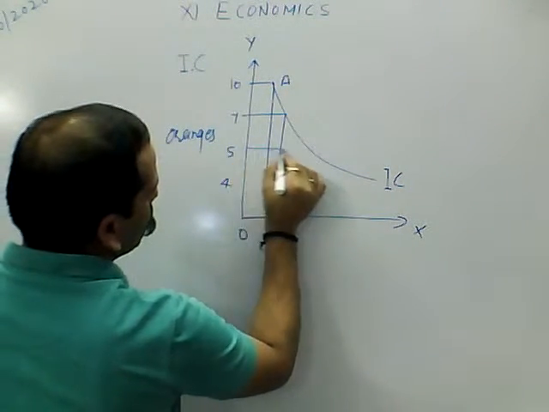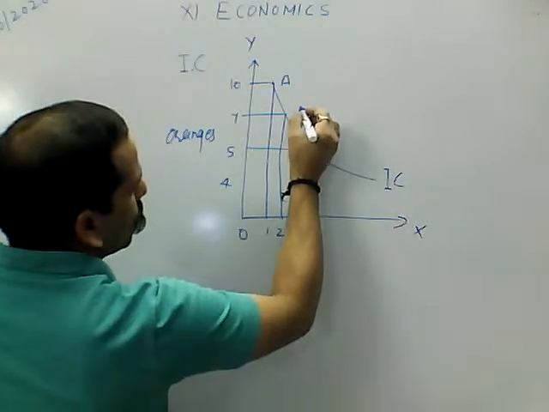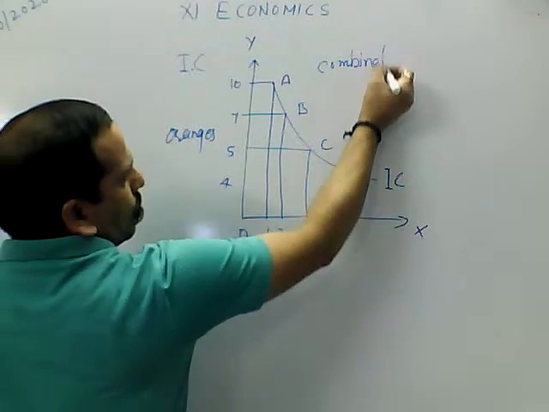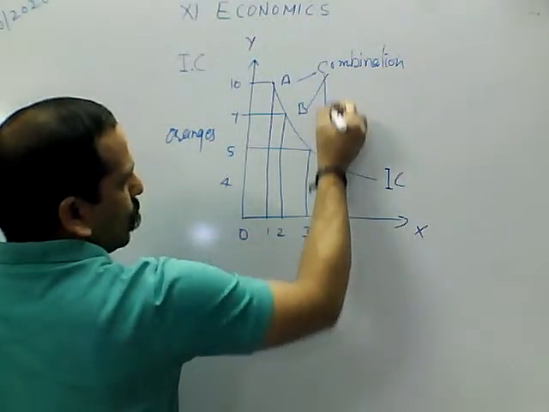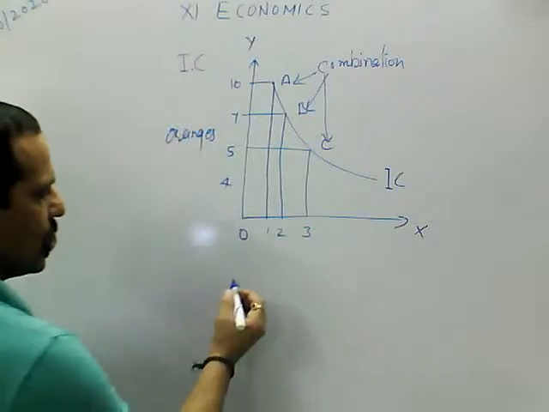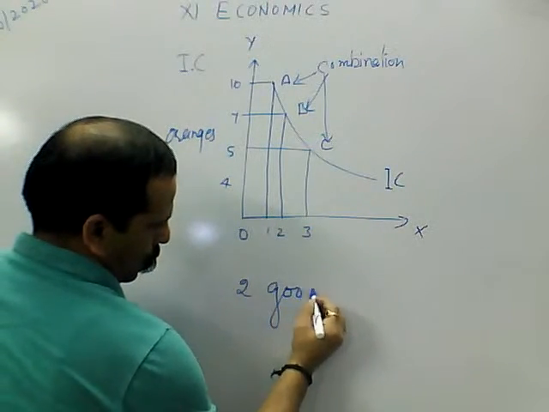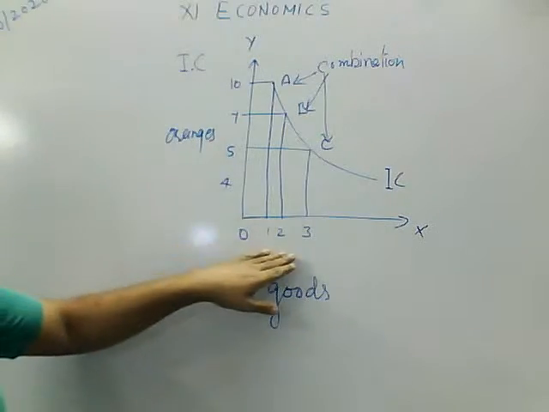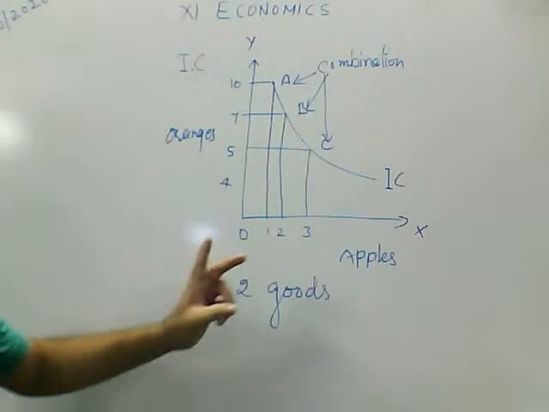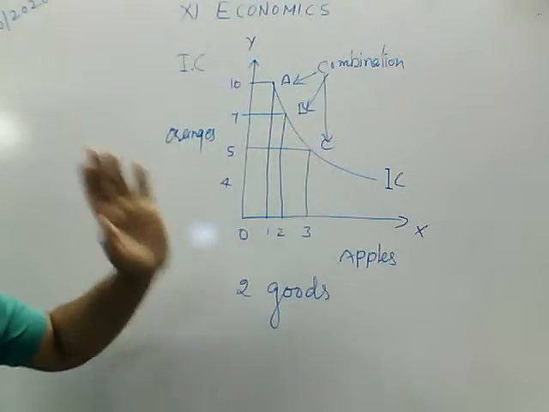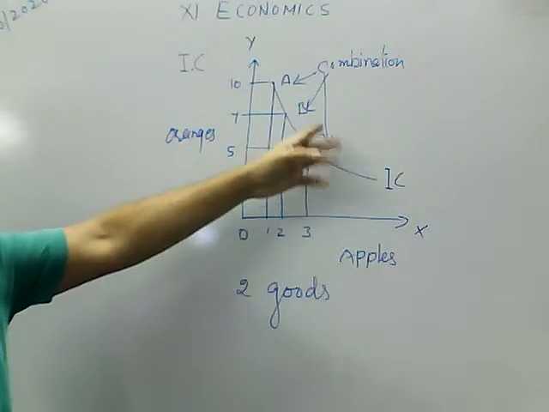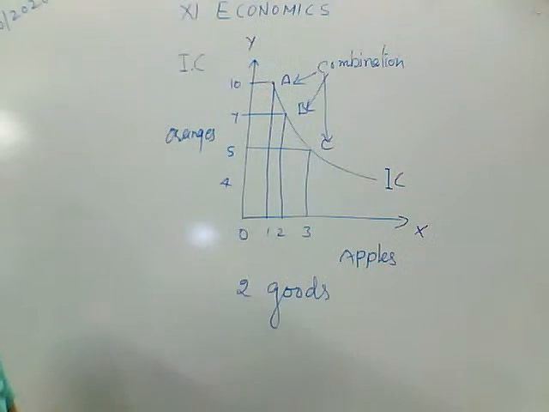So we have different combinations. A, B, C, nothing but combinations. These are different combinations of how many goods? 2. Yes, 2 goods are there. One is orange, another is apples. Understood? Two goods are consumed by the consumer, we can say, at different combinations. A combination, B combination, and C combination.